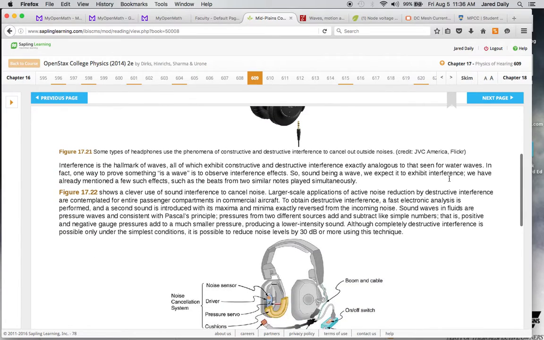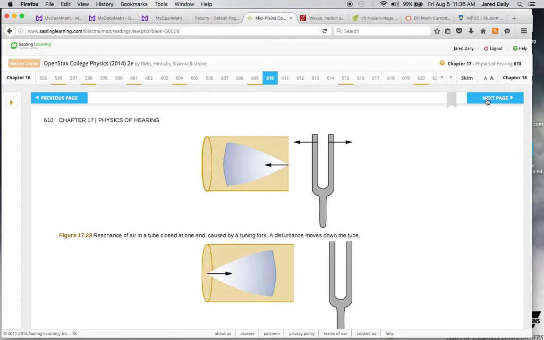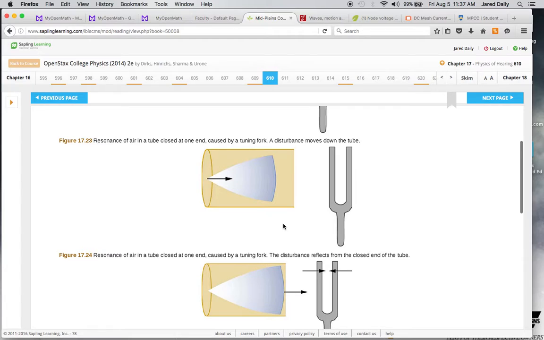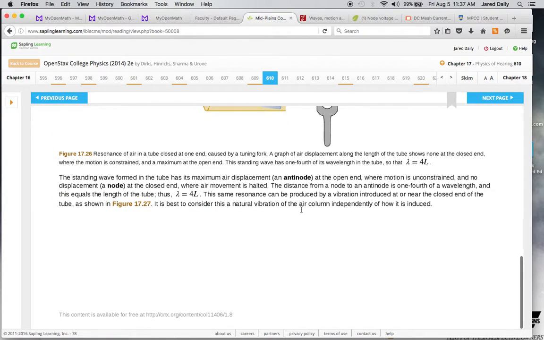Okay, now sound interference and sound resonance. So if you make a sound by vibrating this tuning fork here, and then you put it into a tube that has a closed end, what happens is that the sound wave goes out and it bounces off the end of the tube and comes back. But as it bounces and comes back, it actually can build up on itself. It can create sound waves that are on top of each other, because the sound that's going down is on top of the wave that's being bounced back. And so you can get some really interesting effects with that.